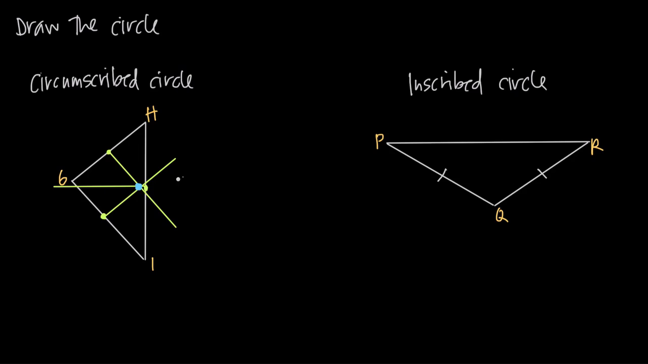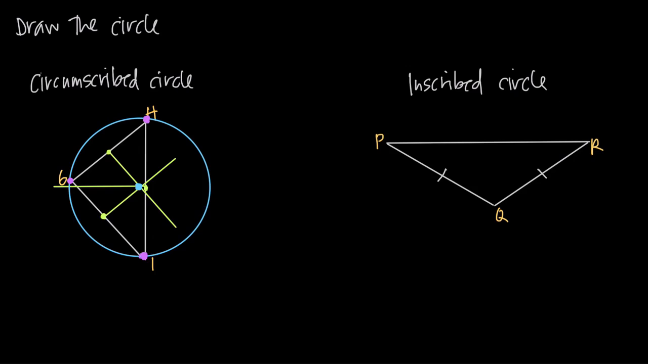So then to draw our circle, we just make this the center point, and we go ahead and draw something that looks roughly like this. And again, I'm doing it freehand, so it's not going to be perfect. But the idea is that you find the center of the circle, which is the point where the perpendicular bisectors intersect each other. Then you use that as the center of the circle, and then the points G, H, and I, the vertices of your triangle, should sit right on the edge of your circle like this.